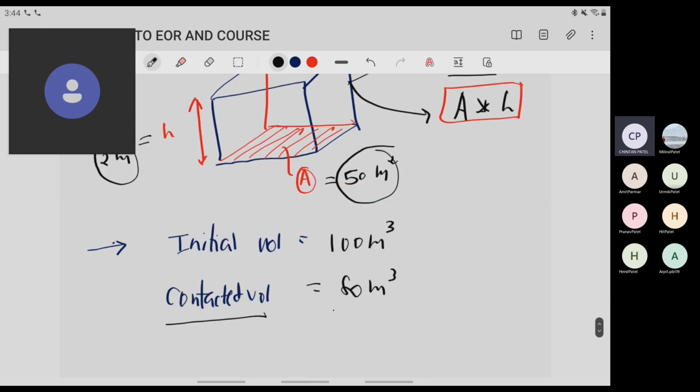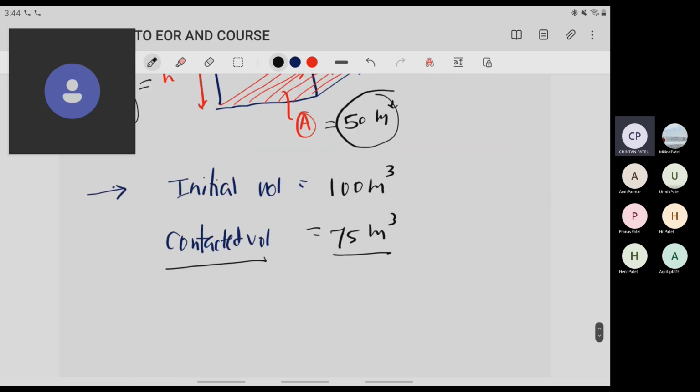How much is injected? It contacted 80 meter cube, or not 80, consider it as 75. Contacted volume is 75 meter cube. But whatever fluid has contacted, it is not able to produce that entire volume, because we know water can push the oil but not completely. So among this contacted volume, let's suppose the final produced volume is 50 meter cube.